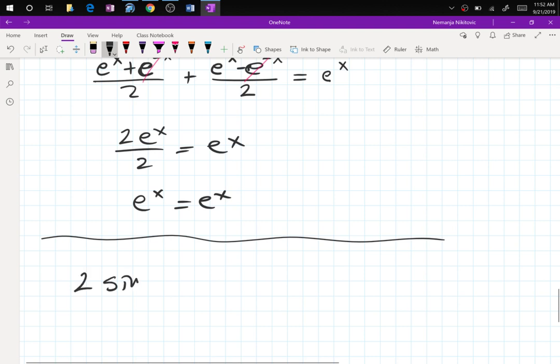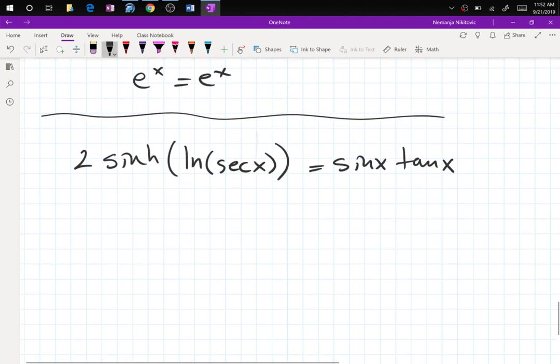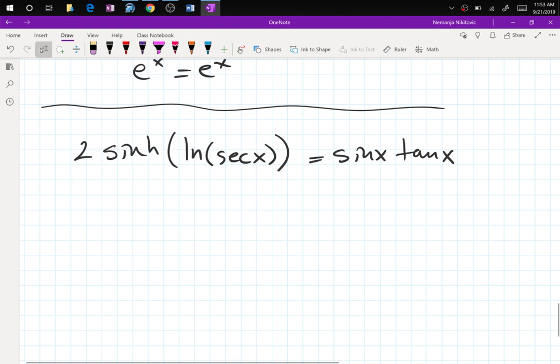Two sine hyperbolic of ln of secant x is equal to sine x tangent x. So this one is mixing hyperbolic with the trig.